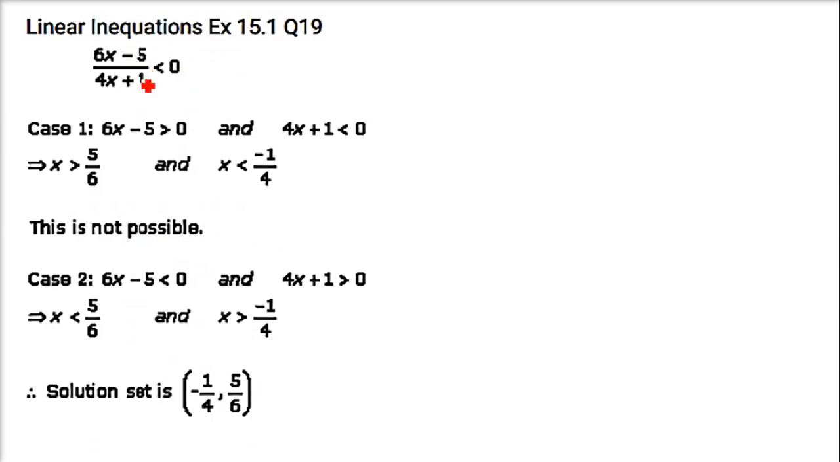Now this type of question. Now let me tell you the questions which are coming here. The idea is that if a by b is less than 0, what does it mean? Either a is negative and b is positive, or a is positive and b is negative, then only it will be less than 0. Or the numerator is negative and denominator is positive, then it will be less than 0. This is the first case.